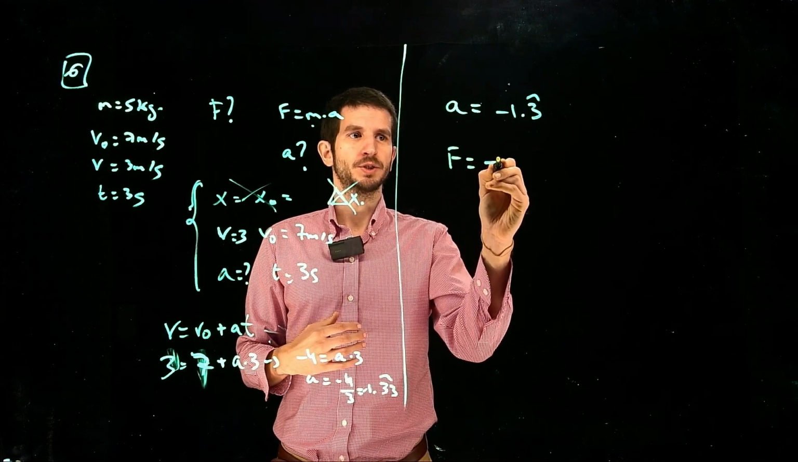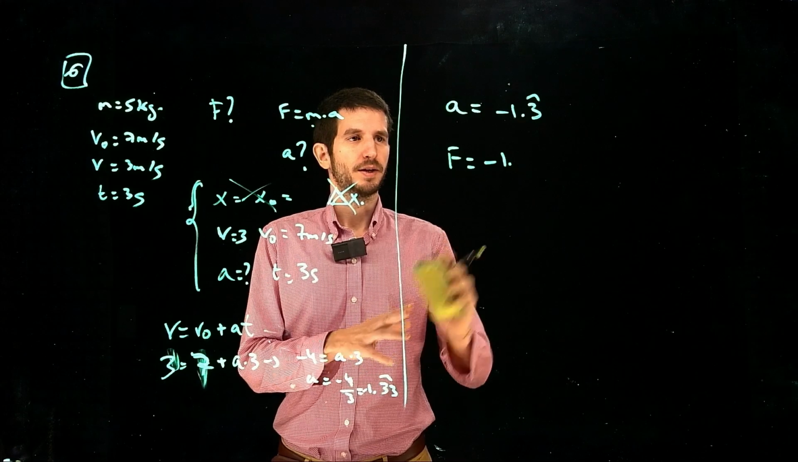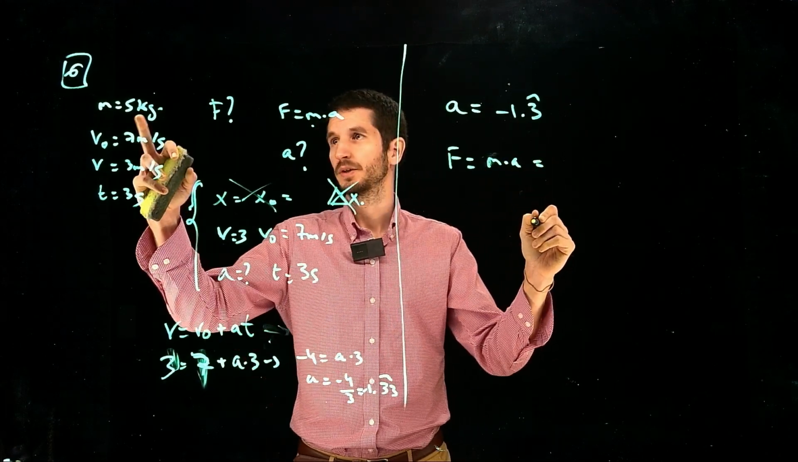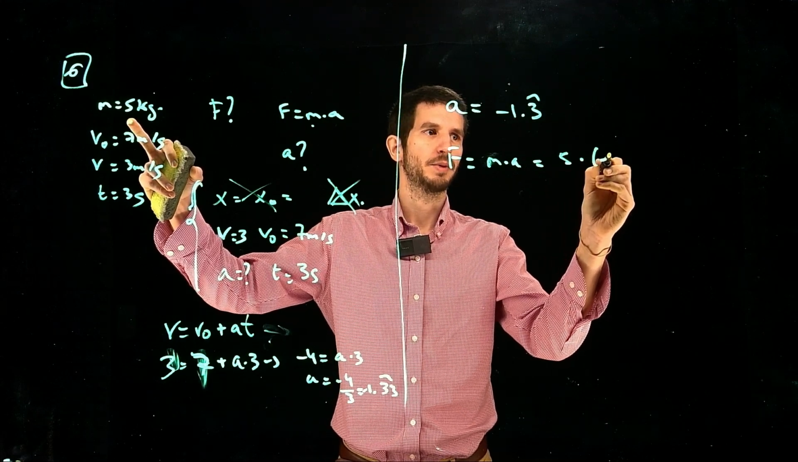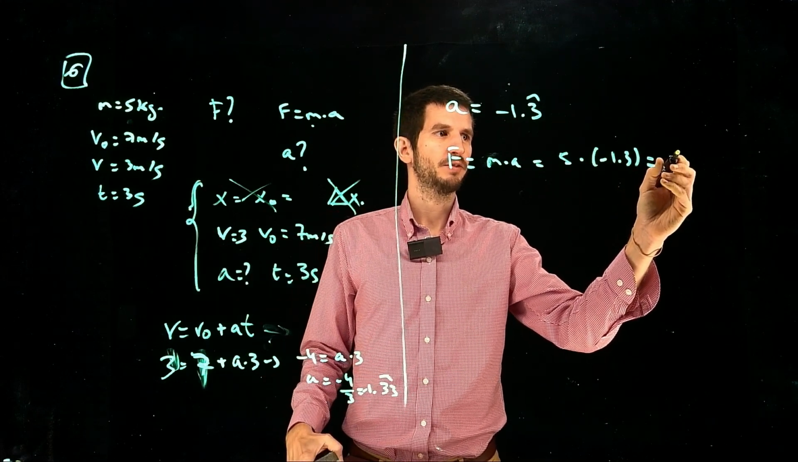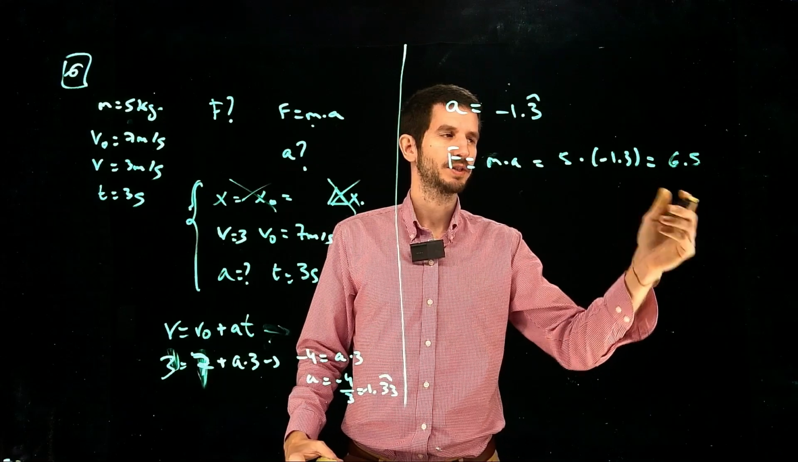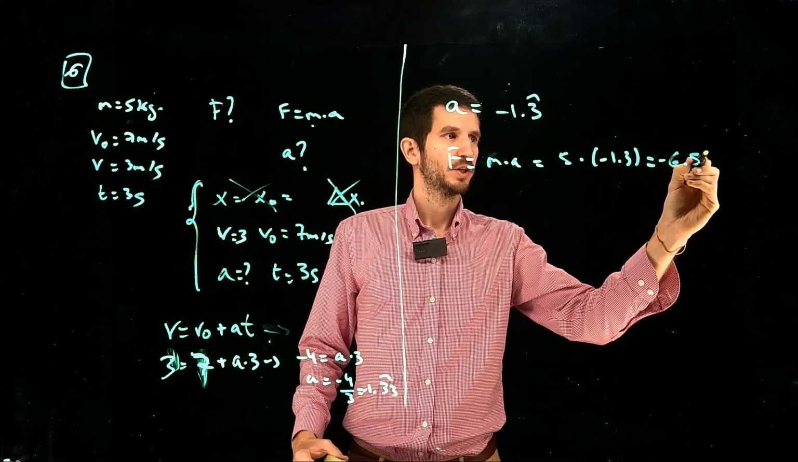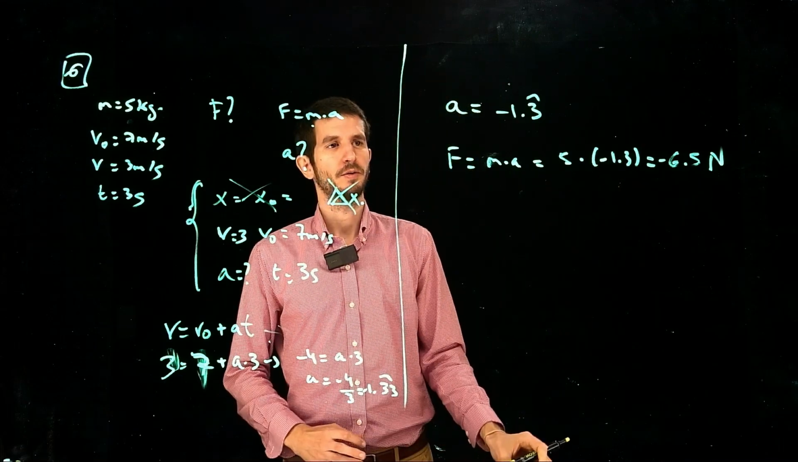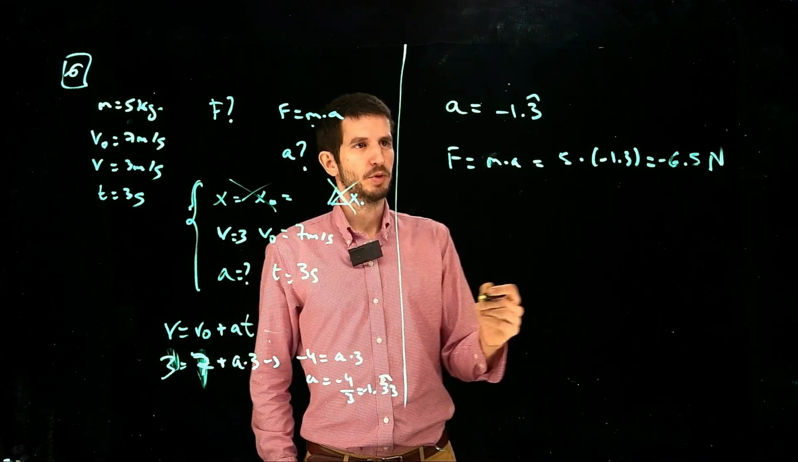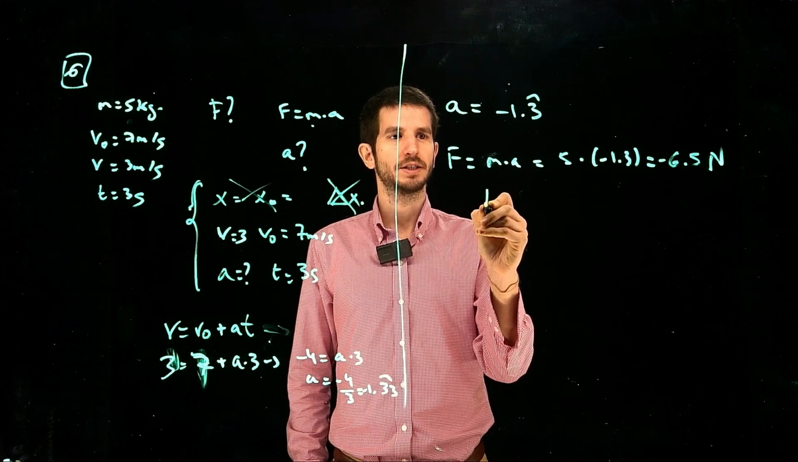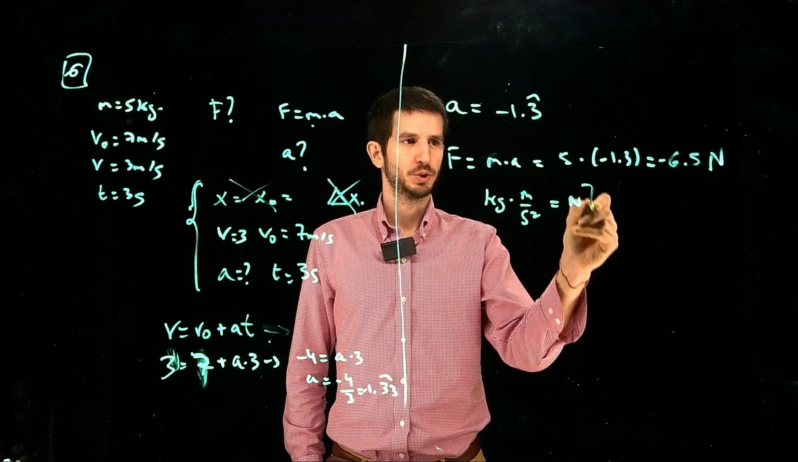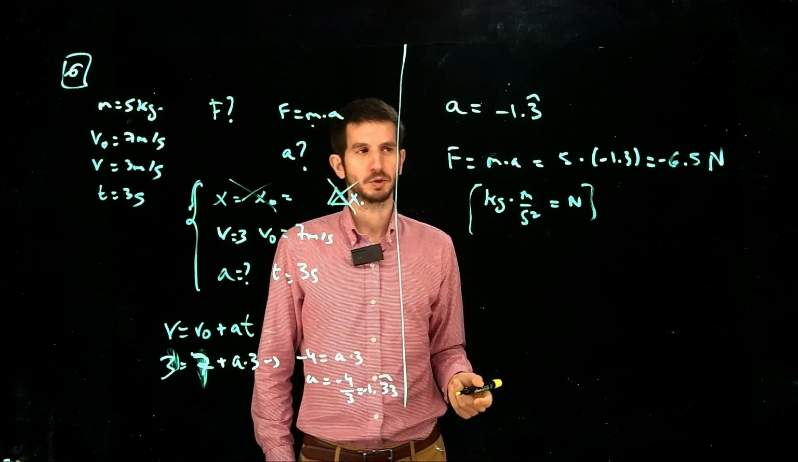Force is going to be mass times acceleration. So it's going to be 5 kilograms times minus 1.3. So how much is that force? About 6.5, 6.66 or something like that, but negative 6.5 newtons. Units of force is newtons. And remember, because mass times acceleration, mass is kilograms and acceleration is meters per square second, so newtons is just kilograms times meters per square second.